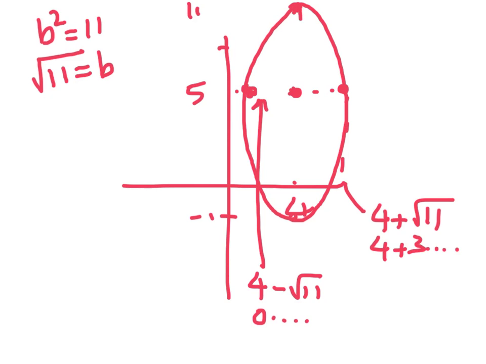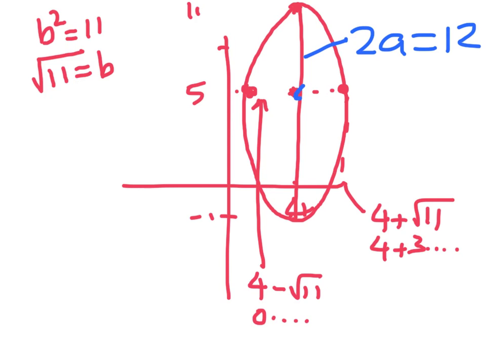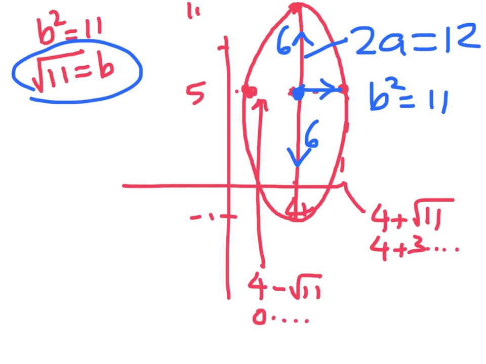Alright, so I can use the major axis length, 2a was 12, which tells me that I have to go up 6 this side and down 6 on this side. Right. From there we worked out that b squared was 11, b was √11, so we take our centre and we go out √11 to find the vertex here.